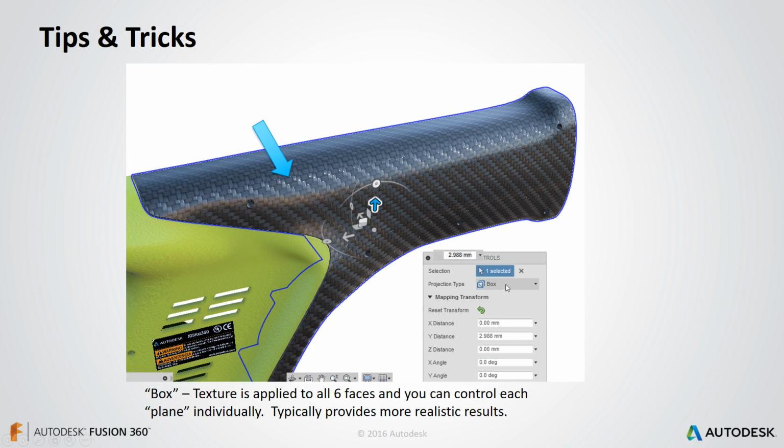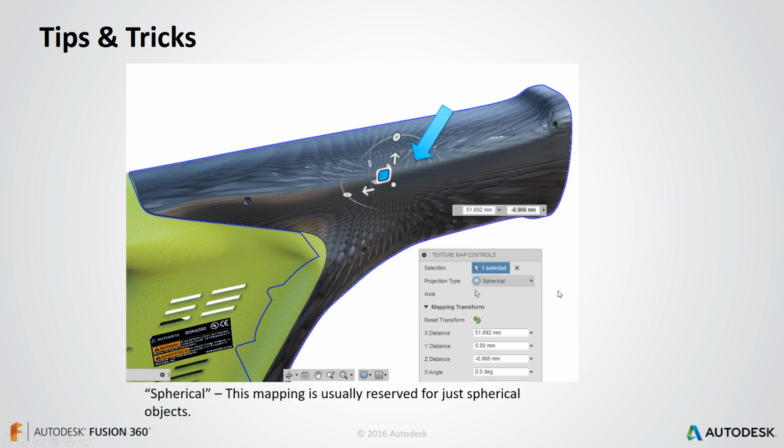Then there's box, and box is applied on all 6 faces. So you'll see there's a material from the top, from the side, from the bottom, left and right, and you'd actually have control over each of those planes individually if you wanted to. It typically creates more realistic results, but again, in this case, I can see just a little bit of a zigzag going on here. It's not bad, but I still see an edge.